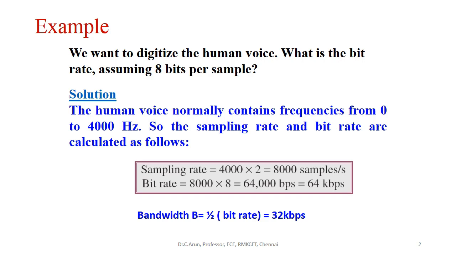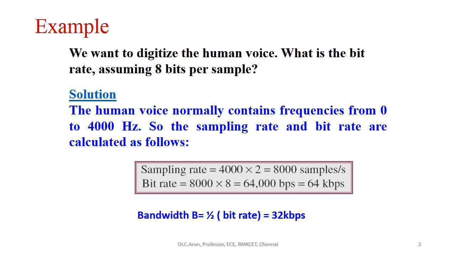The sampling rate, as per the sampling theorem, is 2 into the frequency of the message signal. That means 4 kilohertz into 2, so 4000 into 2, 8000 samples per second. You can imagine 8000 samples per second is required for human voice with low quality.